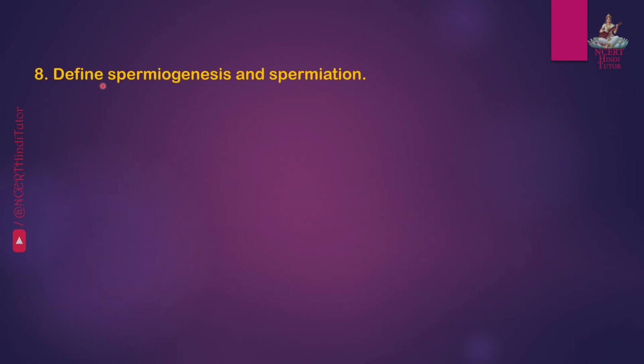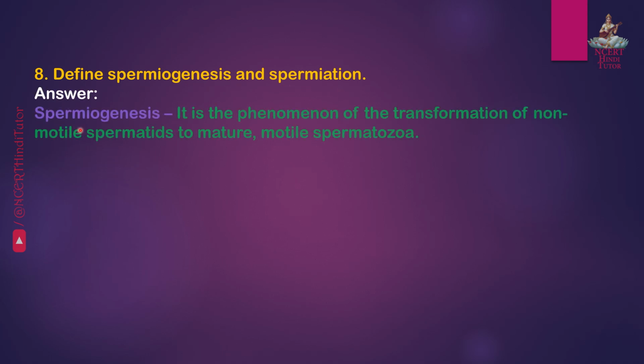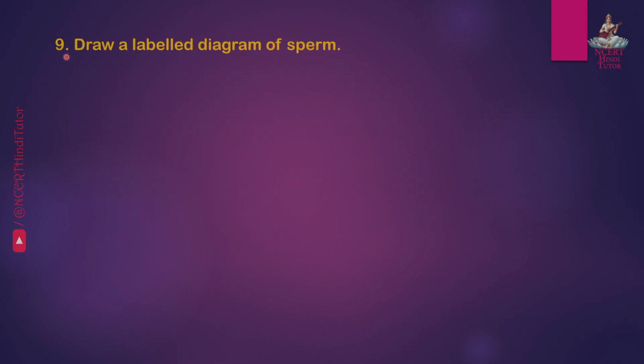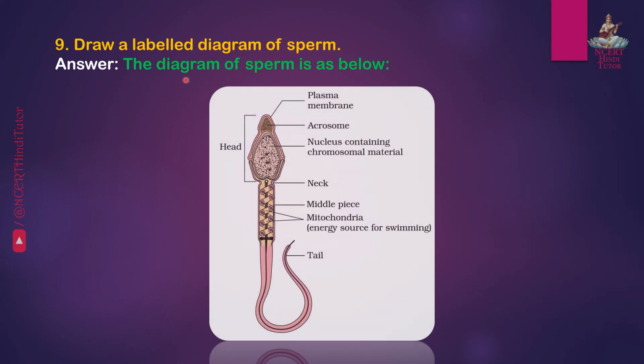Question 8. Define spermiogenesis and spermiation. Answer. Spermiogenesis. It is the phenomenon of the transformation of non-motile spermatids to mature, motile spermatozoa. Spermiation. It is the phenomenon where mature spermatozoa are released from the Sertoli cells into the lumen of the seminiferous tubules of the testis. Question 9. Draw a labeled diagram of sperm. Answer. The labeled diagram of sperm is as below. So friends, this is the labeled diagram of sperm.